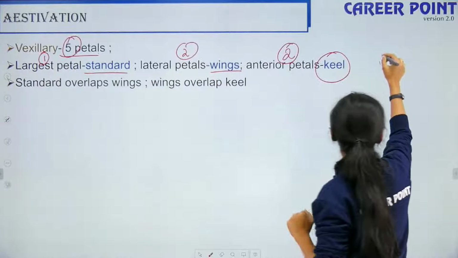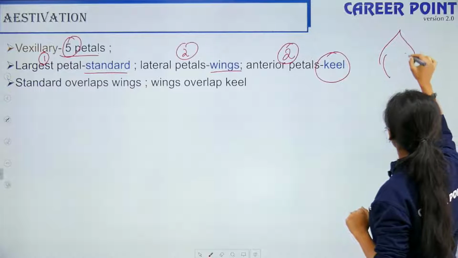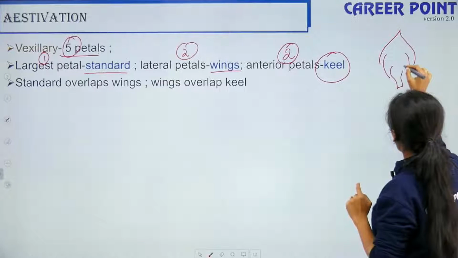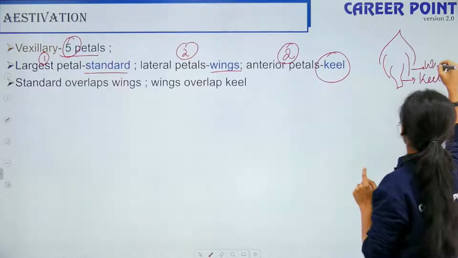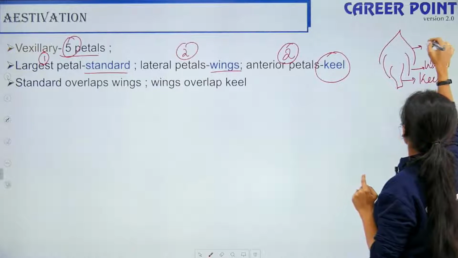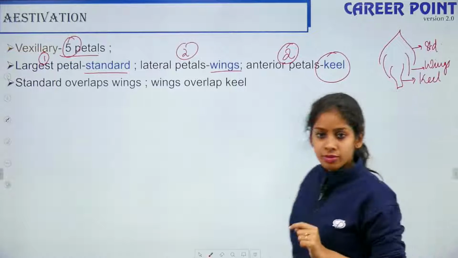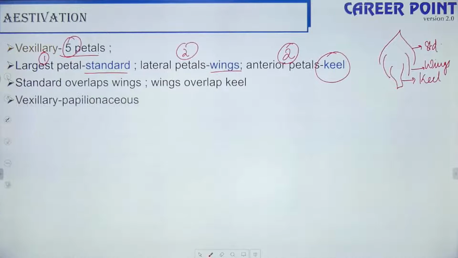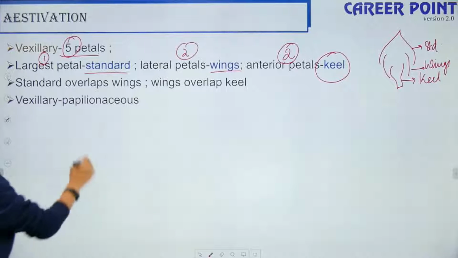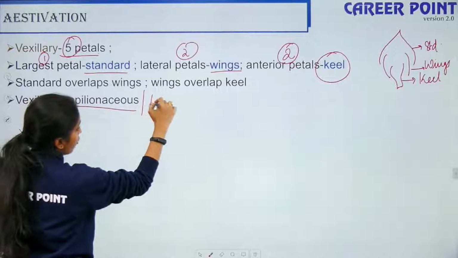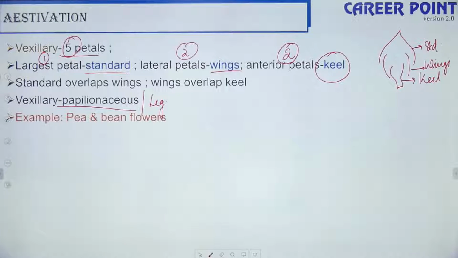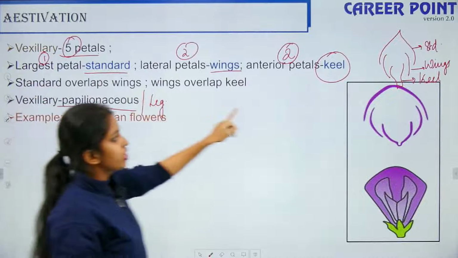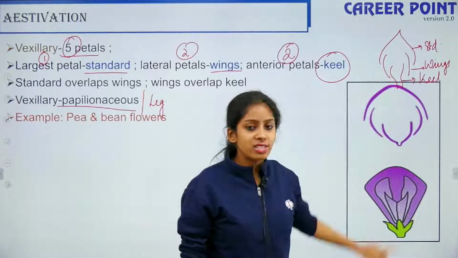So it is like this. So this is the standard, you have 2 wings, and then the last one is your keel. So this is your wings and this is your standard. So an example of vexillary is papilionaceous. So this is another name for your leguminous plants. So all your leguminous plants like your pea and your bean have vexillary aestivation. So this is your standard, this is your wings, and this is your keel.